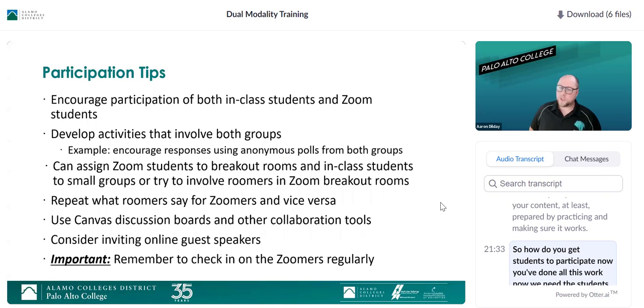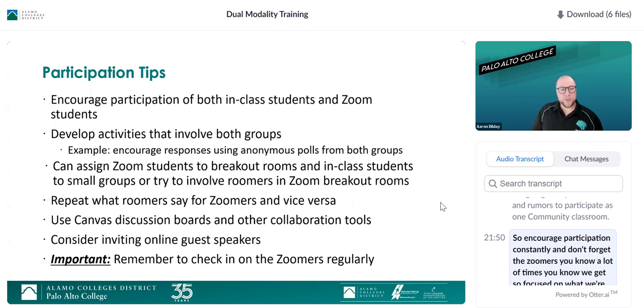So how do you get students to participate? Now you've done all this work. Now we need the students to do some work, right? They need to participate. Well, first of all, you have to encourage it. And again, set the standard early on that you are going to expect Roomers and Zoomers to participate as one community classroom. So encourage participation constantly, and don't forget the Zoomers. A lot of times, we get so focused on what we're doing and we're teaching to the students in the room. Don't forget the Zoomers are there, okay?